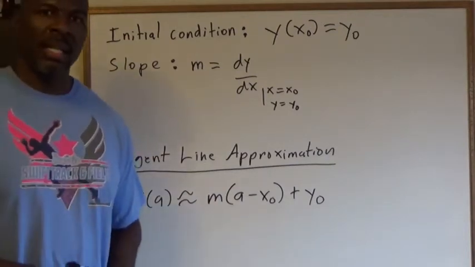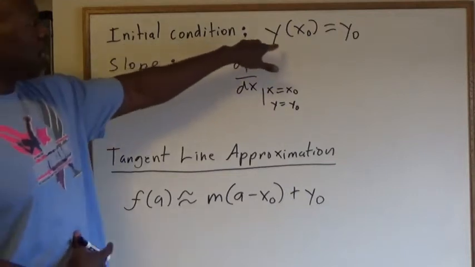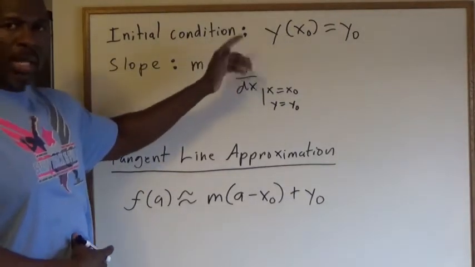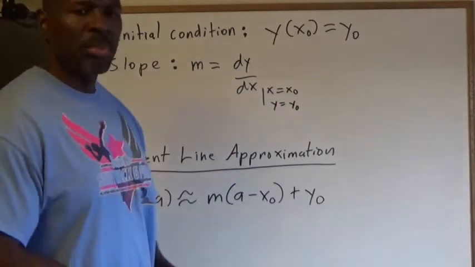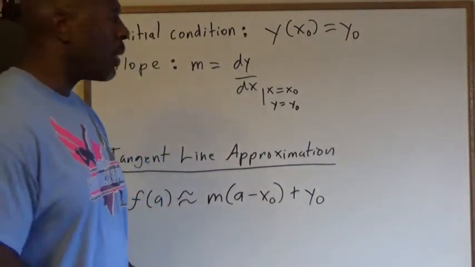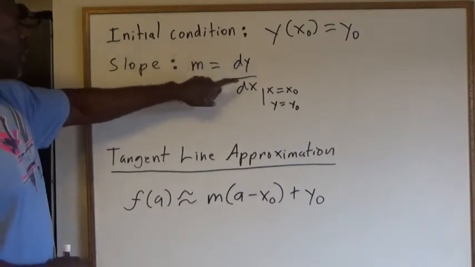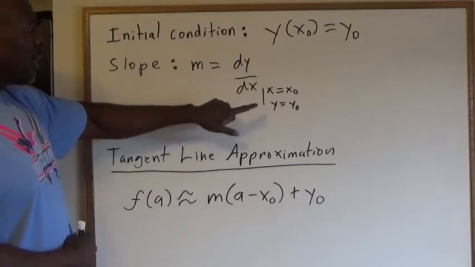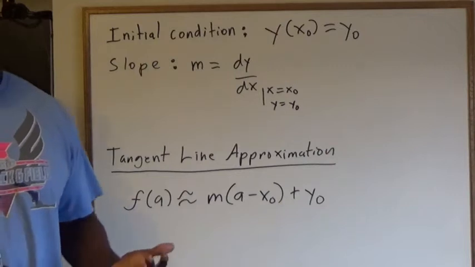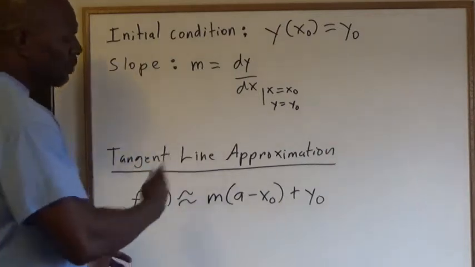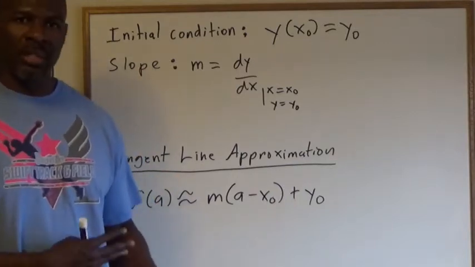So a couple of things about tangent line approximations. They're going to give you an initial condition. Generally it'll be written in this type of notation where y of x naught equals y naught. Sometimes it's given as a point, and then the point of course is x naught comma y naught. Then you have your differential equation, and you'll evaluate the differential equation at x equals x naught and y equals y naught to find your slope. In fact, for the tangent line approximation, finding the slope is really the only real work that you have to do. Everything else is just plugging in items that you already know into the formula.